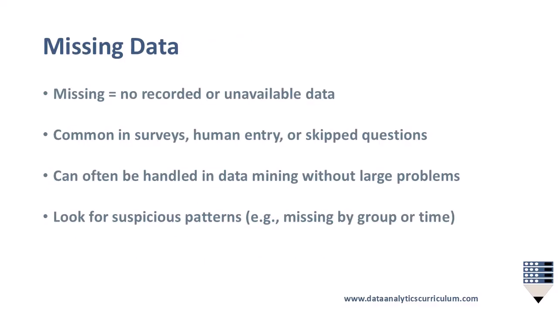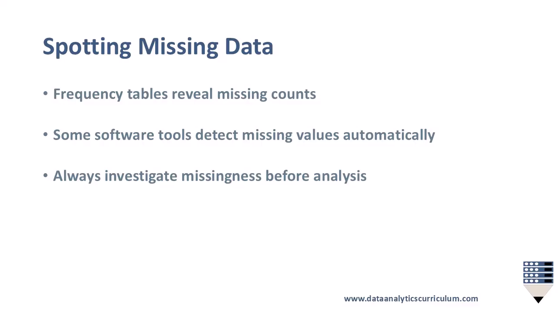Missing data. Missing data happens when a value wasn't recorded or is unavailable. It's common in surveys, data entry, or optional questions. While data mining tools can handle some missing values automatically, it's important to look for patterns, such as data missing more often in a specific group or time period. Spotting missing data. Frequency tables and software tools can help identify missing values. Always investigate missingness before analysis. It might reveal data collection issues or bias in your dataset.